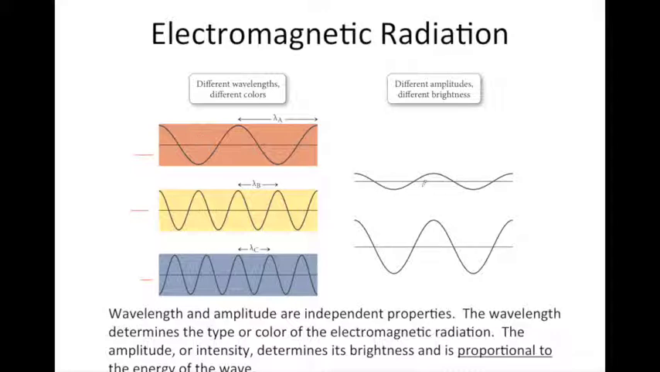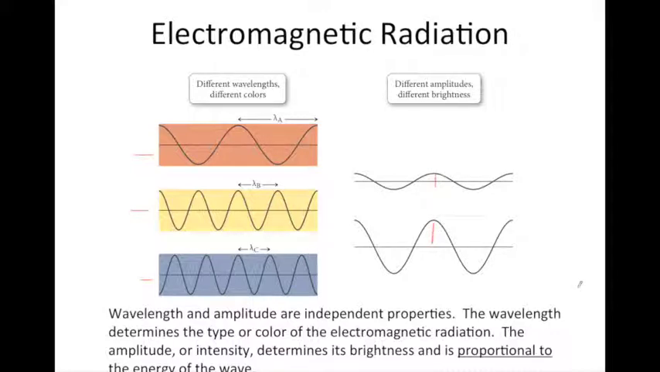The amplitude, on the other hand, is you can change the amplitude of a wave without changing the type of electromagnetic radiation. On the right-hand side of the screen, you see 2 electromagnetic waves. Both of them have the same wavelength, but they have different amplitudes. The amplitude, of course, being the height of the peak or the depth of the trough from our center point. So the top wave has a very small amplitude relative to the bottom wave, which has a much larger amplitude.